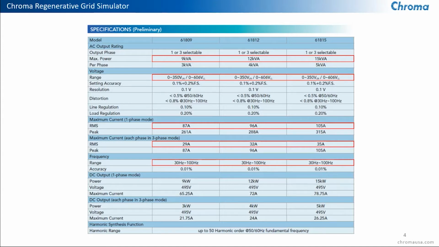And lastly, we have the 61815, which is rated for 15 kVA, and it has a 35 amp current maximum output in 3-phase mode per phase, and a 105 amp maximum current output in 1-phase mode. And the entire family of regenerative grid simulators has a 30 to 100 hertz frequency range.